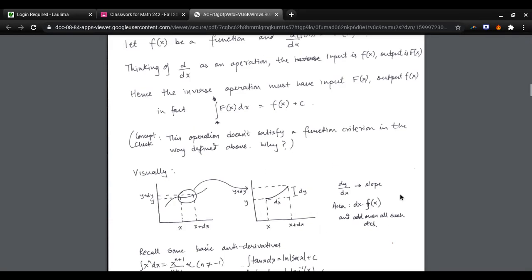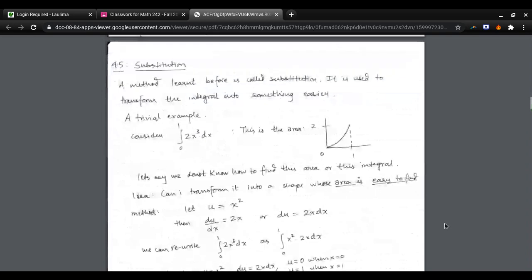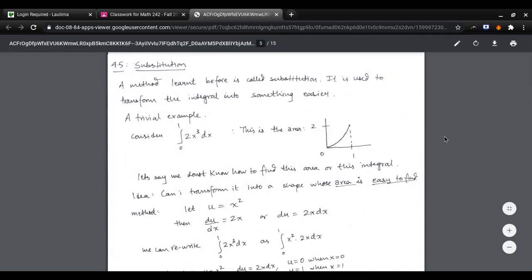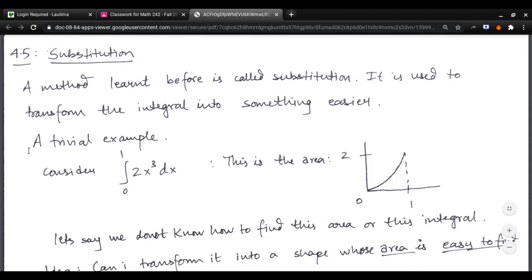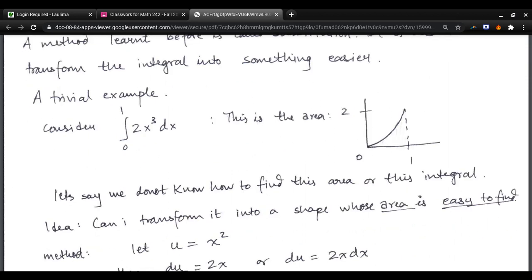Okay, so the first integration method that you've learned before is called substitution. Here is what it is. Let's make this bigger. It's used to transform an integral into something easier. Let's take a trivial example. Let's say the integral of 2x cubed dx from 0 to 1.